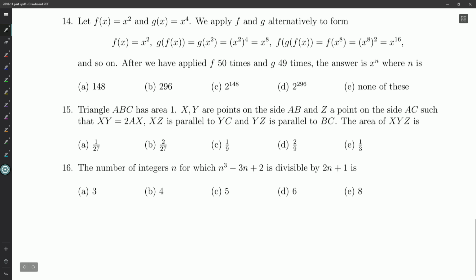Hello, everybody. I hope you're all doing well and you're ready for more of our Alberta high school math contest. We're looking at question 15 now.